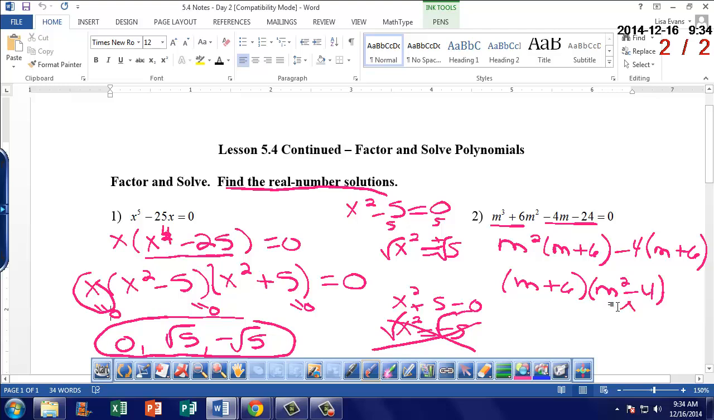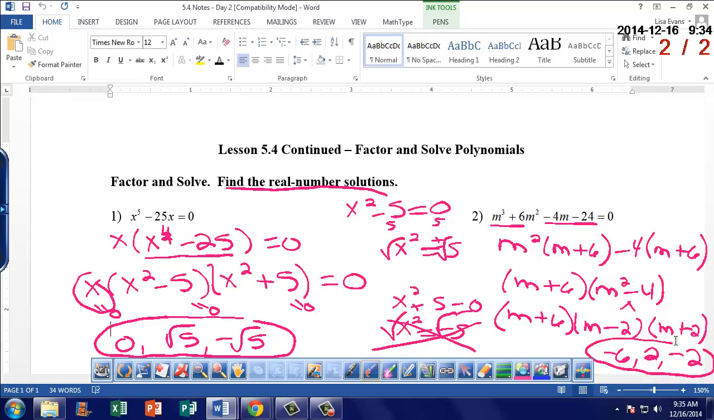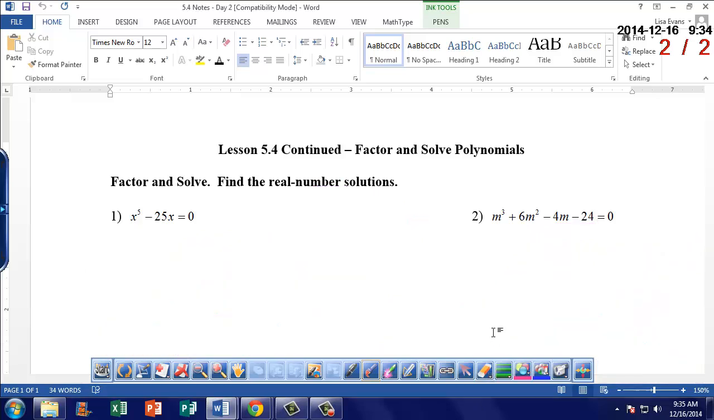This leftover can be factored further. So we're going to have m plus 6, and then m minus 2 and m plus 2. We're going to set each of these factors equal to 0, so it's going to give me negative 6, positive 2, and negative 2. And all of those are real, so they all work. Okay, let's go ahead and try the next 2 problems.